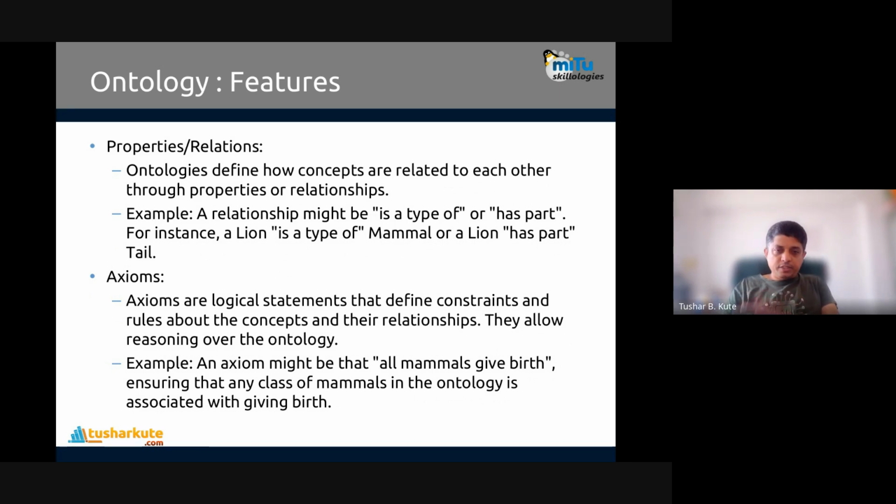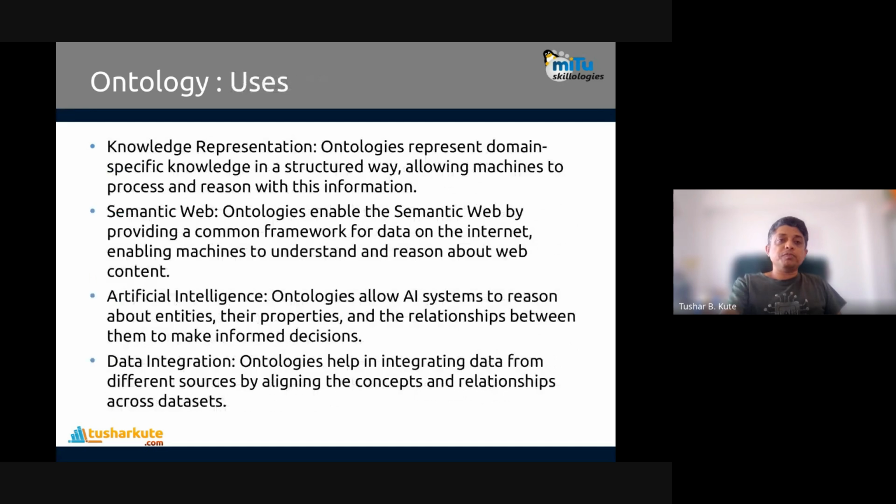For example, an axiom might be: all mammals give birth. Directly, they will give birth. Ensuring that any class of mammal in the ontology is associated with giving birth. Everyone has the same rule associated. The axiom is applicable to all of them at a time. That's called an axiom. Okay, in this way data is represented.